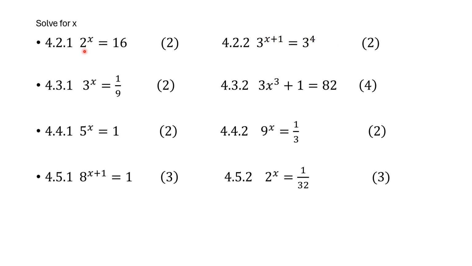So they have base 2, I must be able to make that base 2. They have base 3, I must be able to make 9 base 3. Alright? They have x cubed, so this must become something to the power 3. They have base 5, so I must make 1 base 5. They are 9 and 3, I must make 9 base 3 because they have base 3. Base 8, so I can make 1 base 8, and there again base 2, and there base 2.